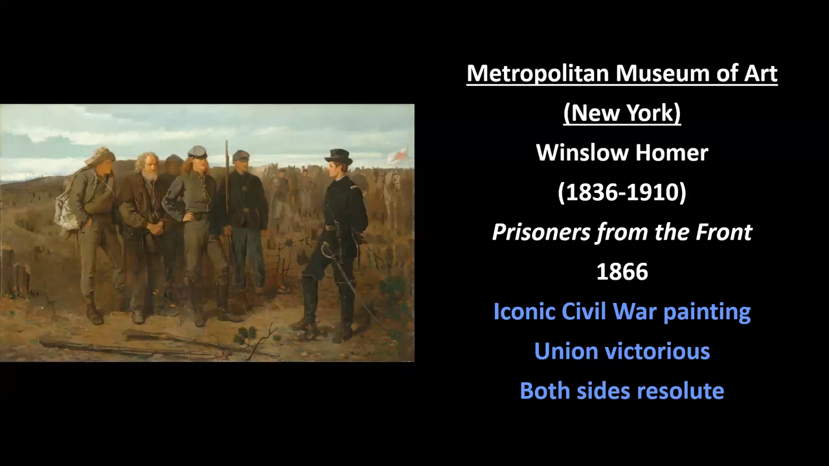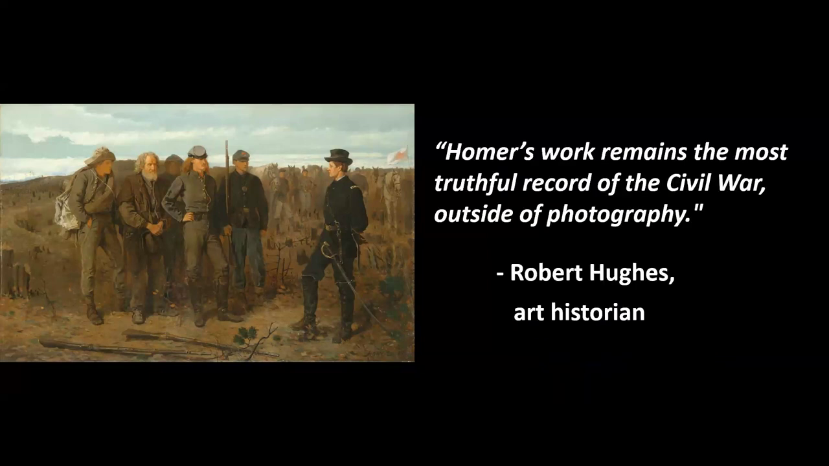And then this is one of the more noteworthy Civil War paintings, not just by Homer, but by American artists in general. This is called Prisoners from the Front. It's from 1866. It's a very iconic Civil War painting. In this particular battle, the Union has been victorious, and they are accepting these prisoners that have come to their attention, so to speak. But it's an interesting painting because both sides are very resolute, both the Confederate and the Union side, which you'll get more of a chance to see when I zoom in.